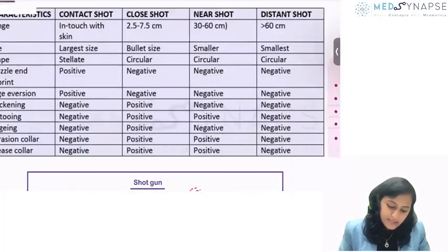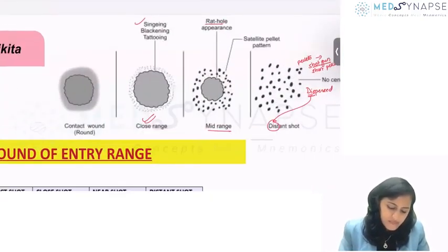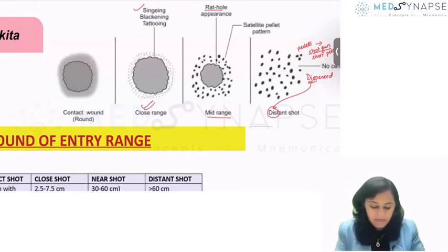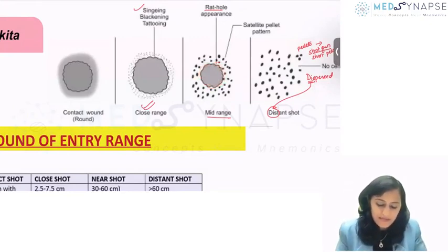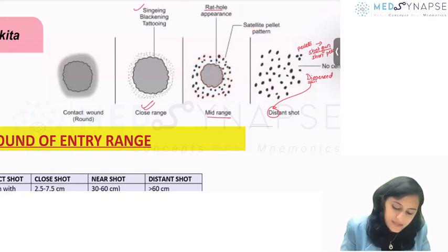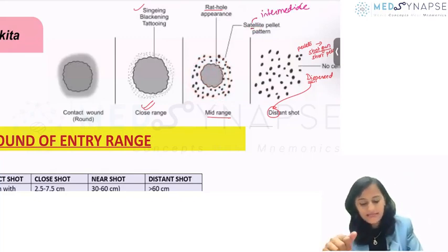So this is what is shown here in the image. This is the rat hole appearance and the satellite appearance. Satellite is intermediate.